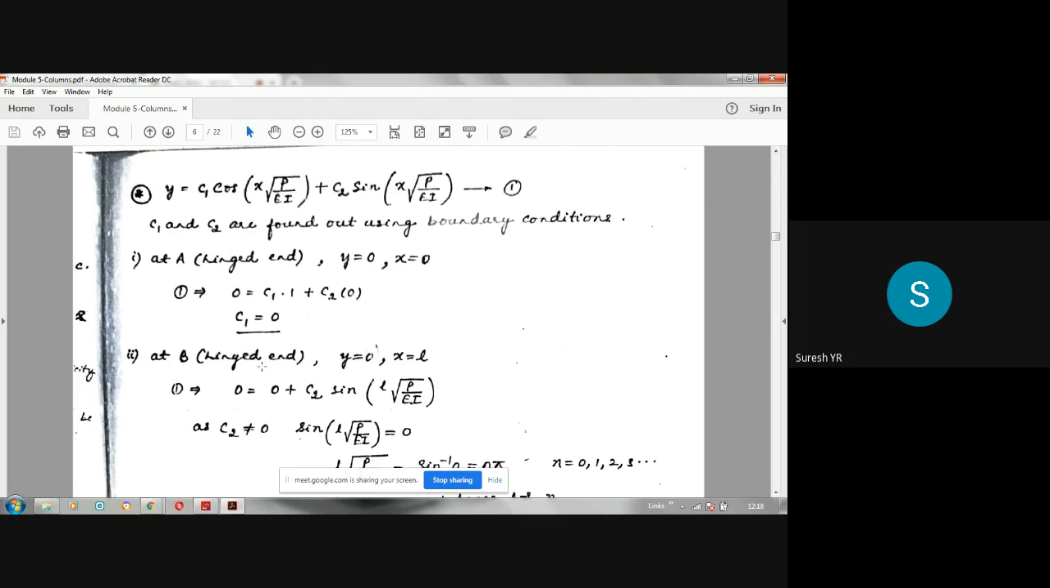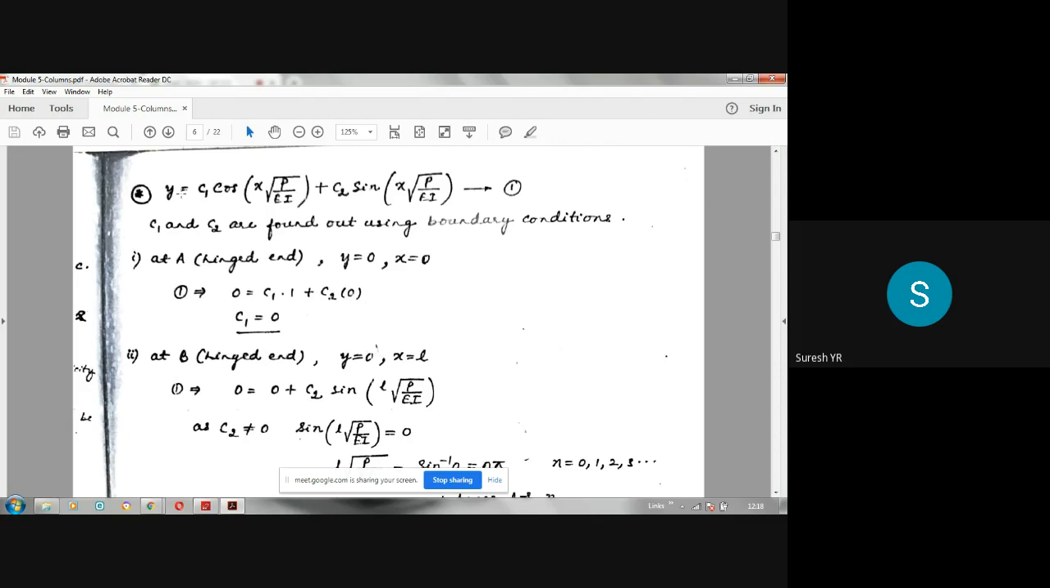At the other end, the hinged end B, x is equal to L, but deflection is 0, y is equal to 0. These 2 you have to substitute here. So y is equal to 0 is equal to C1, which we have proved is 0 here, plus C2 into sin of x, and x becomes L. So sin of L into root of P by EI. That means you get 0 is equal to C2 into sin of L into root of P by EI. C2 cannot be 0. Why can C2 not be 0? Since C1 is 0, if C2 is also 0, then y becomes 0. If you put both C1 and C2 as zeros, there is no deflection at all. So it is not correct.